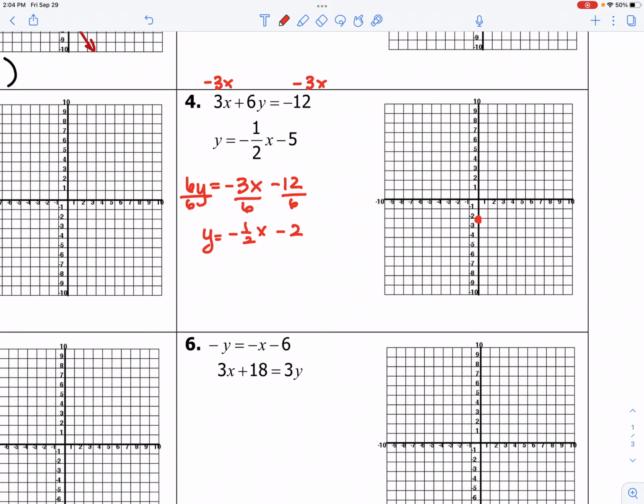My slope, I'll go down 1, 2 to the right, and I'll just keep doing that slope to get more points. The more points you plot, especially if you're doing this on paper, the easier it is to graph. Of course, on Delta Math, it'll probably graph it for you. Oh, a little off there.